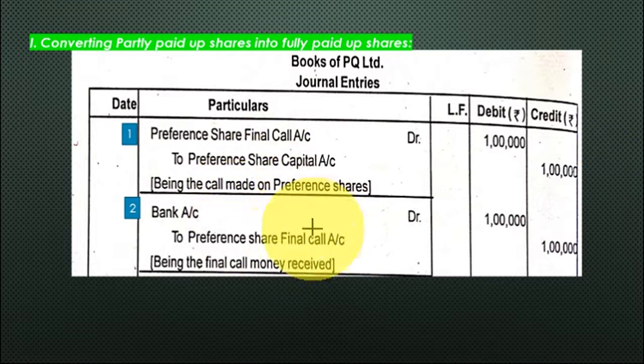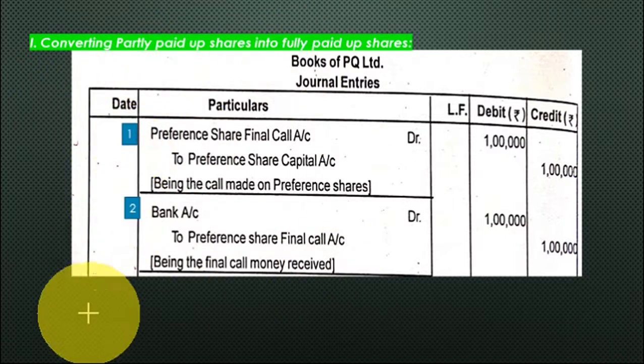Then we have to collect the money, right? Cash comes in. So that means what? We are selling our shares to the public. So we are selling the share capital and we are receiving the cash. So cash comes in: bank account debit to preference share final call account. From the final call we receive the money, right? So these are the two entries for the conversion. So first and second entry got over.